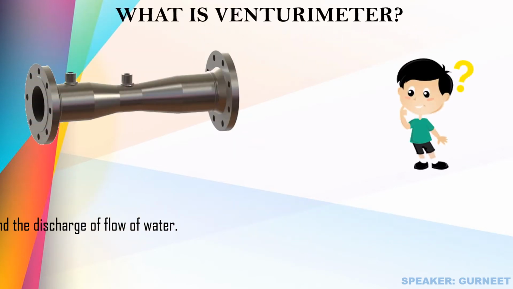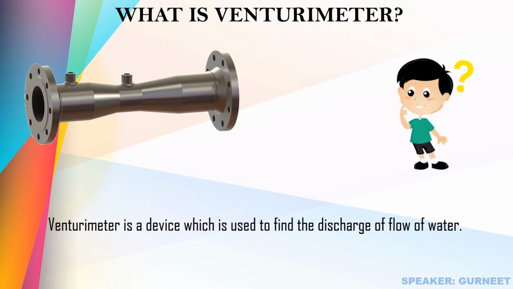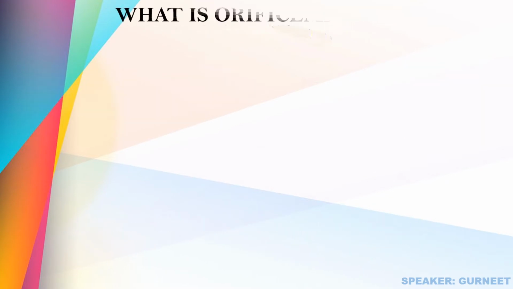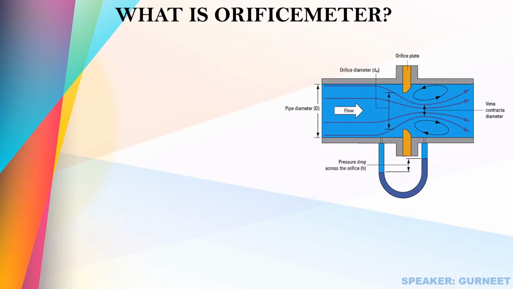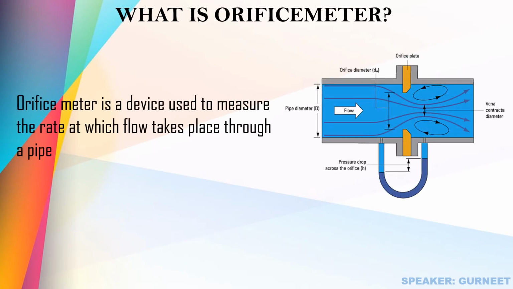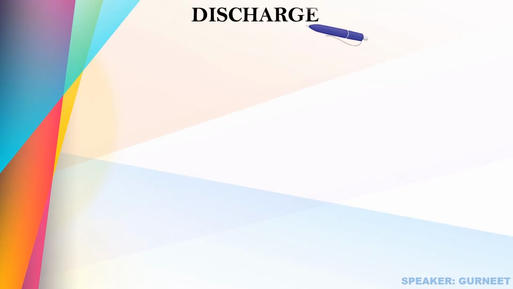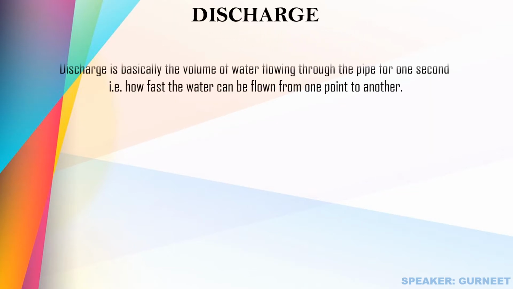Venturimeter is a device which is used to find the discharge of flow of water. Orifice meter is a device used to measure the rate at which the flow takes place through a pipe. Discharge is basically the volume of water flowing through the pipe for 1 second. That is, how fast the water can be flown from one point to another. Basically, discharge is volume upon time.